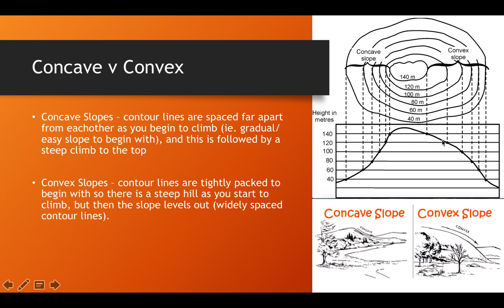So convex, and you can see it underneath here. Steep at the base, and then it levels out. Whereas concave is levelled out at the bottom, an even gentle slope, and then it becomes steeper as you get closer to the peak.